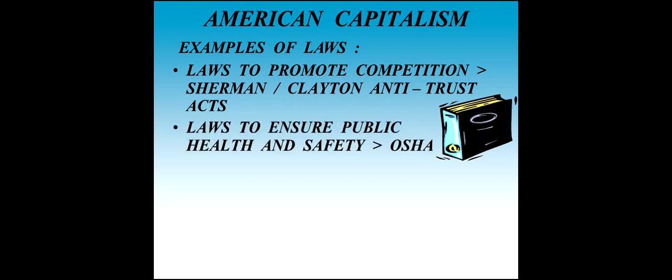The next set of laws we want to look at are laws to ensure public health and safety. The best example of these sets of laws come under the Occupational Safety and Health Act, OSHA. And they were initially instituted to help improve the health and safety of most industrial workplaces.